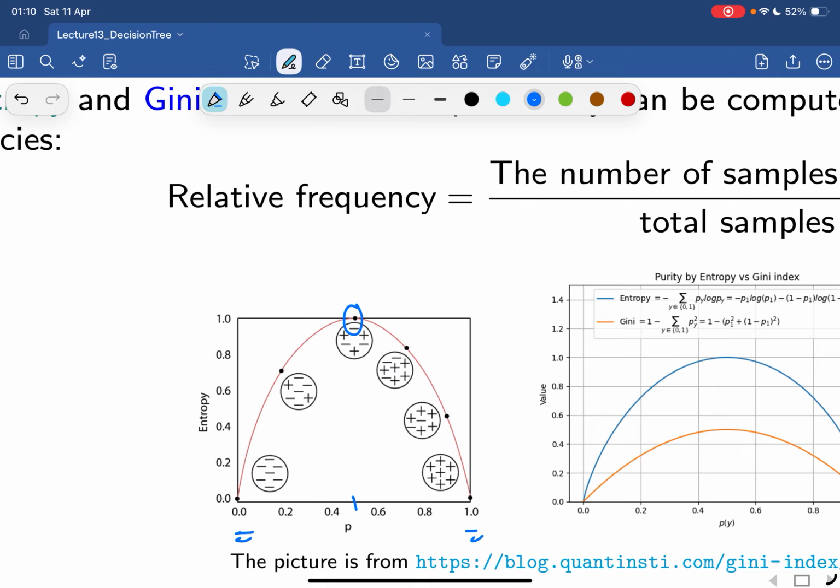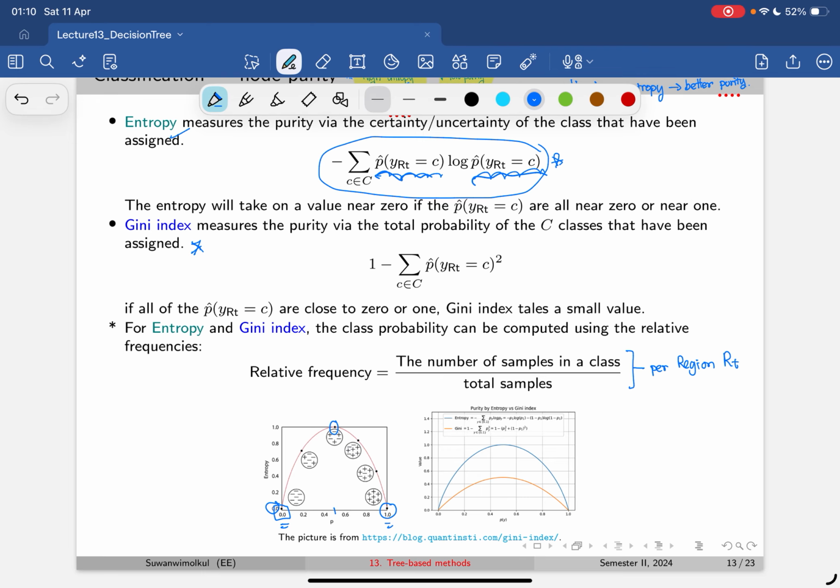On the other hand, if your entropy is low, like at 0, where p could be either 0 or 1, that just means the samples in that region are either class A or B, and just that. It can't have a mix of the two. So that's the meaning of the entropy.